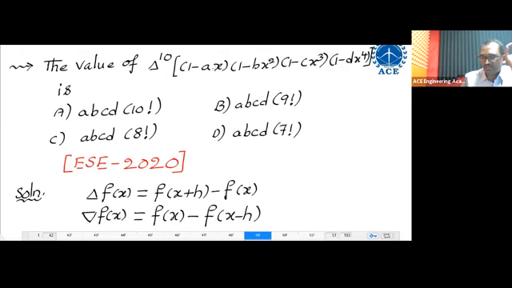Therefore, if it is a polynomial, the forward difference operator value is equal to the direct derivative. Instead of delta power 10, it should be d power 10 by dx power 10, because this bracket function is a continuous function. For all continuous functions, delta power 10 will be d power 10 by dx power 10 only. X power 1, 2, 3, 4, 5 are all polynomials, and every polynomial is a continuous function. Write that.